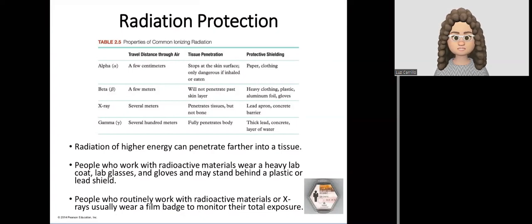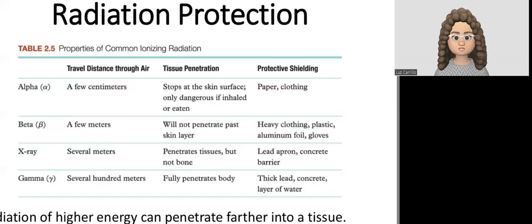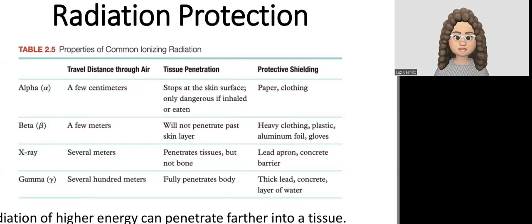In table 2.5 in the textbook, we have listed properties of common ionizing radiation. As you can see, it has alpha particles, beta particles, X-rays, and gamma rays. It tells you the distance that these different types of radiation travel, the tissue penetration that they have, and which different protective shields can be utilized in order to stop them. Let's get started with alpha particles.